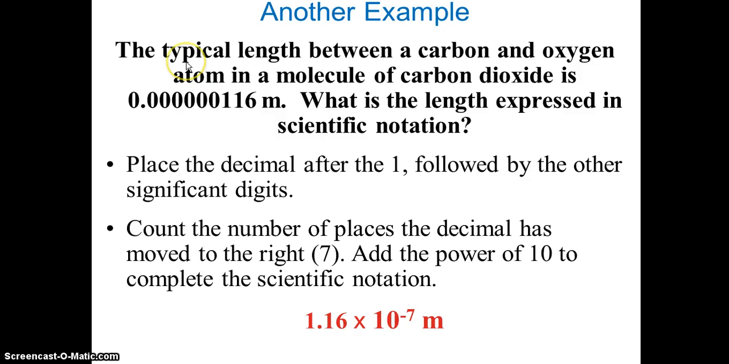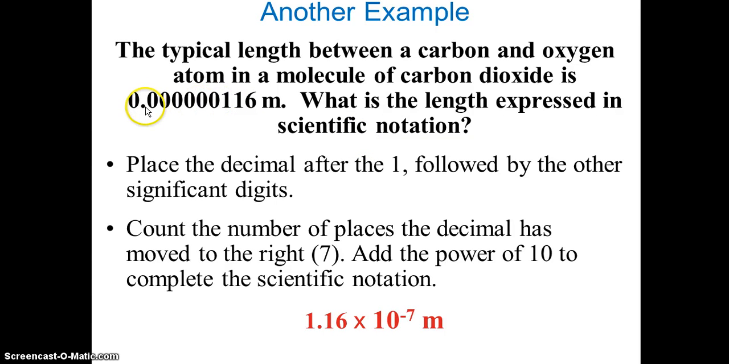Now let's take another example. The typical length between a carbon and oxygen atom in a molecule of carbon dioxide is 0.000000116 meter. Now we need to express this length in scientific notation.